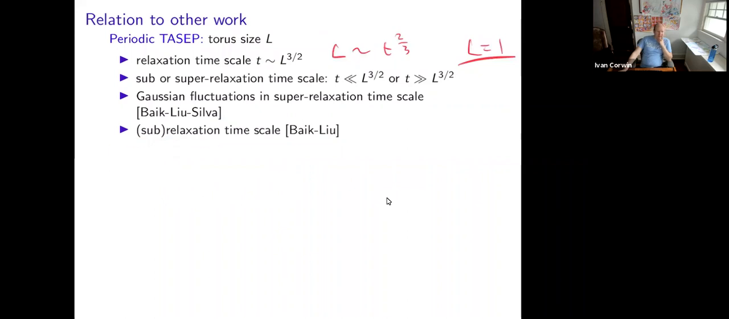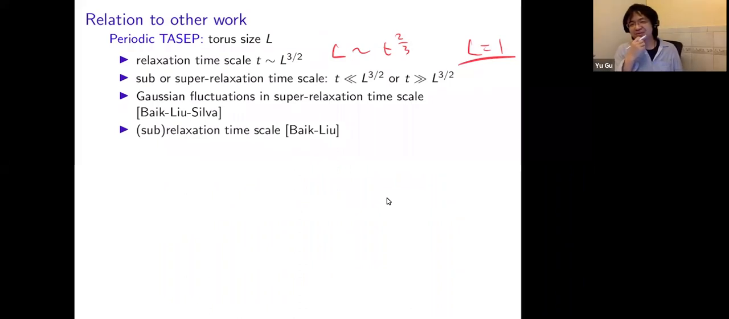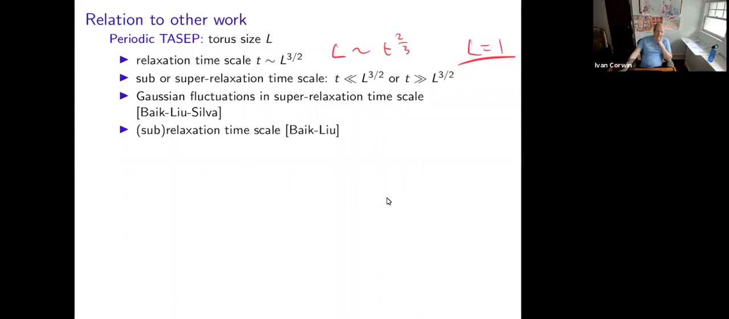Are you able to actually access some analog of this L to the 3/2? If you tune the parameters, you can induce an effective L. I don't know whether our proof will apply to that case, but I'll think about that. It's just embedded in the scaling of the KPZ equation, right? With the coefficients all being one, you have a crossover on time of unit order. If you create an effective L, it'll be a crossover on time L to the 3/2, right?